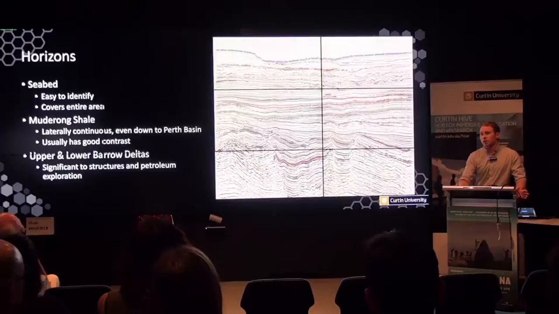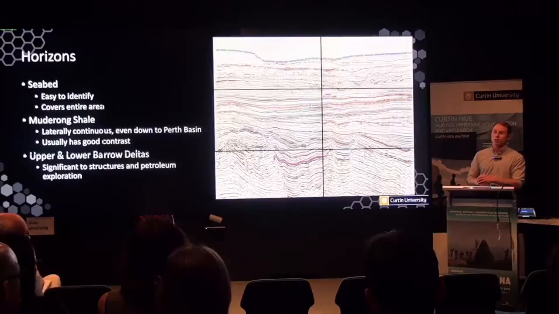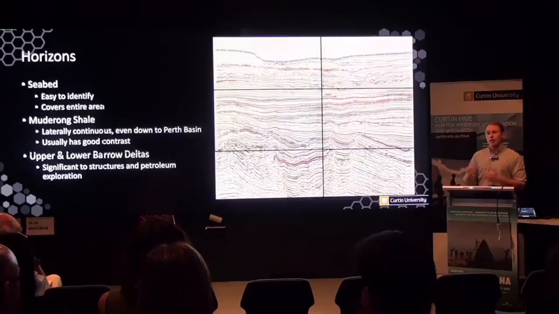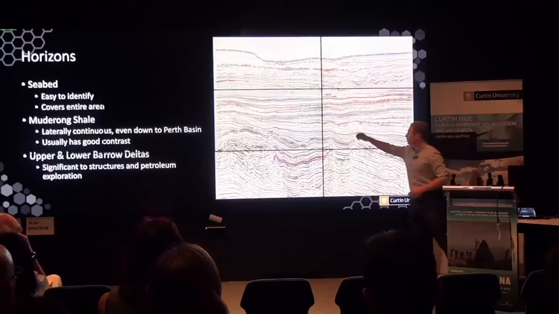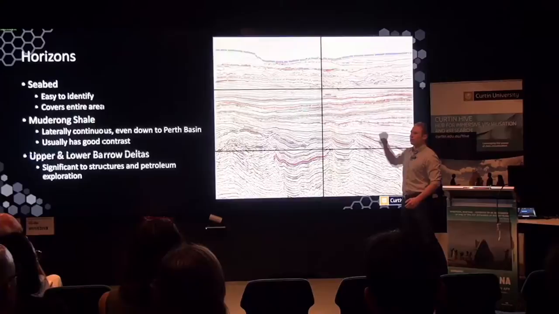It's also, because it's a shale and the units overlying it are generally calcareous, as in carbonates, they have quite a big seismic reflectivity difference, which means that you can see that some of these, for example, this red line here, it's quite clear because it's got a big difference between it and the rock layer above it. So again, the Mudurong Shale has that in a lot of areas.